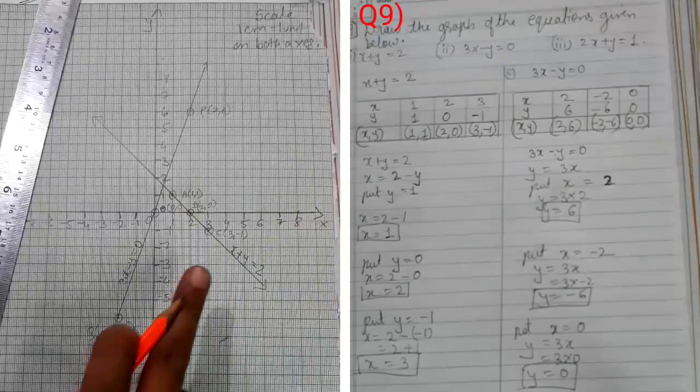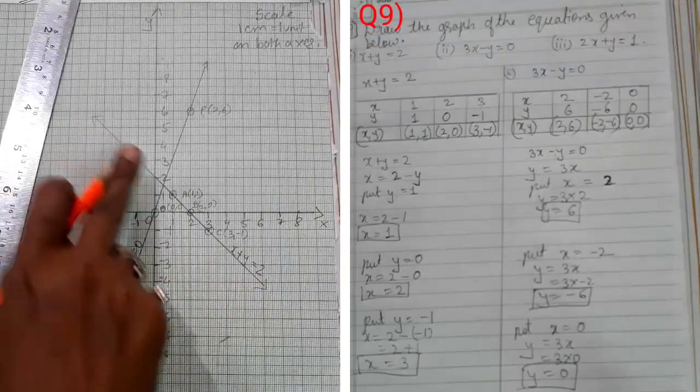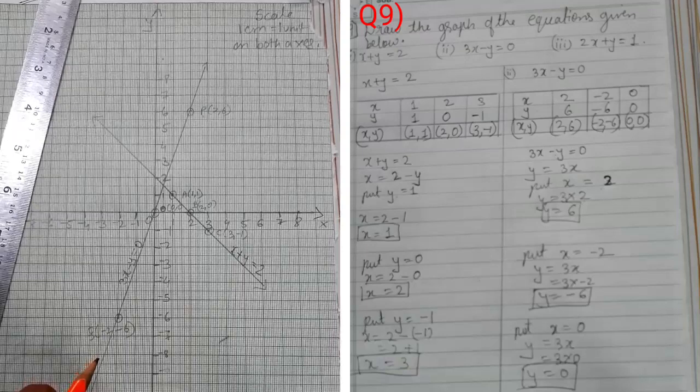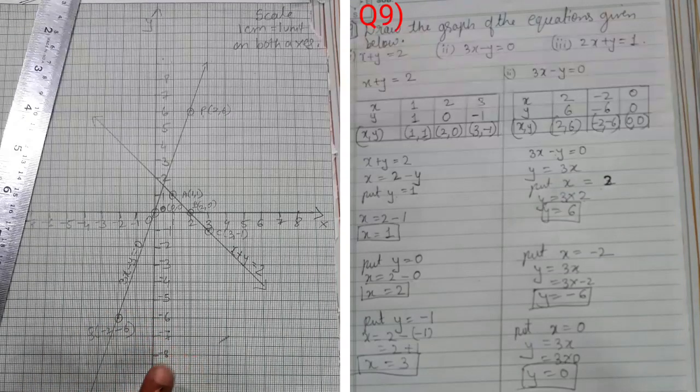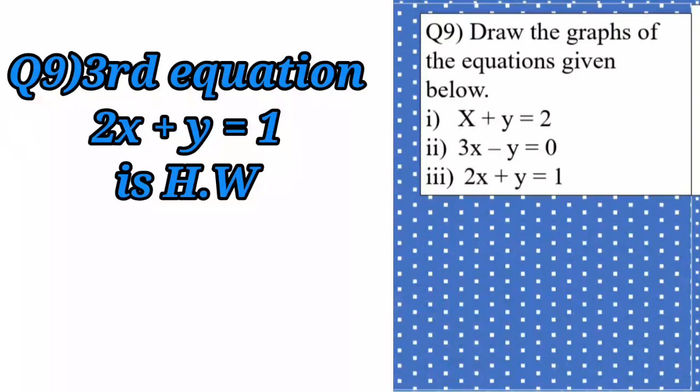So students, with the help of two equations I have drawn two collinear lines. Now you have to draw the third one. You can draw in this graph also, otherwise you can use a separate graph also. Understood? The third equation is the homework for you. Children, in question number 9, I have solved the first and second equations, and equation number 3 is homework for you. I hope you have understood. Thank you for watching this video.